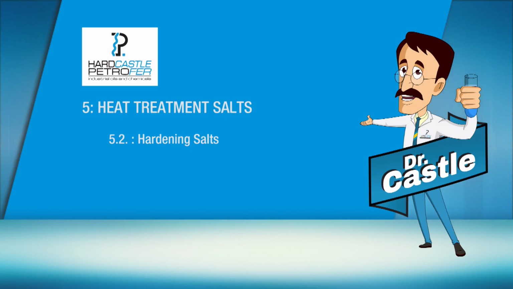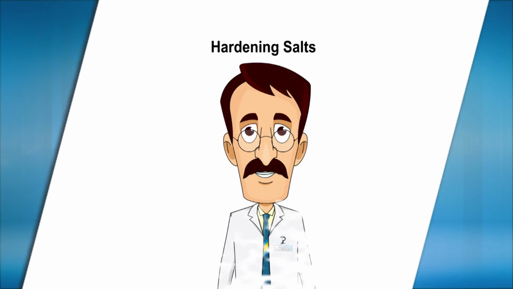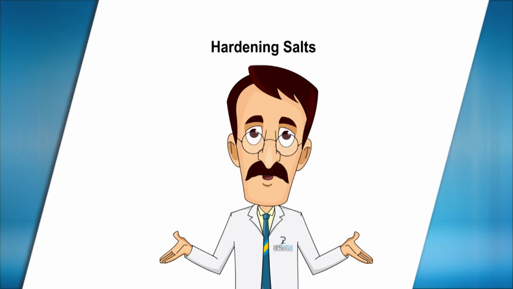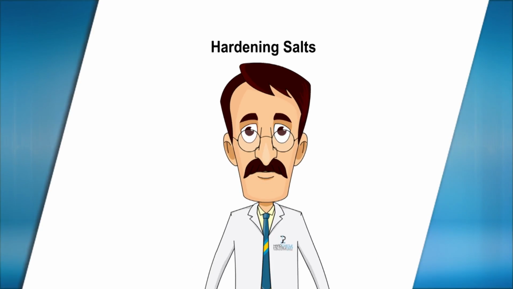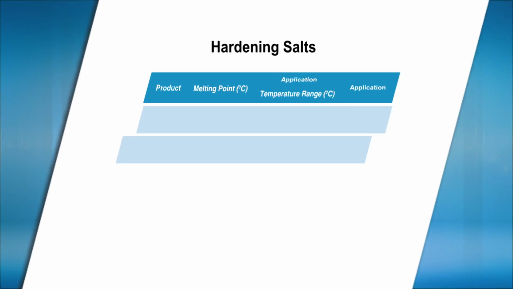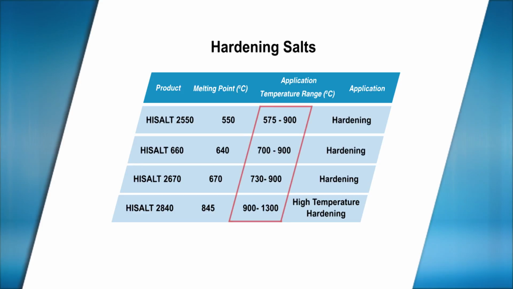Taking forth the discussion, let's discuss the next type of salts, hardening salts. These are normally used for heating the components to austenizing or hardening temperature. The salts can be selected depending on the operating temperature range required. Normally, from 500 to 1300 degrees Celsius.